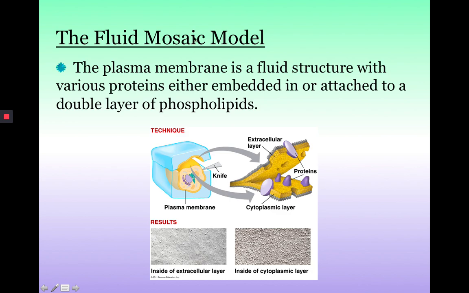So the plasma membrane is a fluid structure with various proteins either embedded in or attached to the double layer of phospholipids. If it's an embedded protein, it's an integral protein. And if it's on the side attached to the double layer, then it's a peripheral protein.